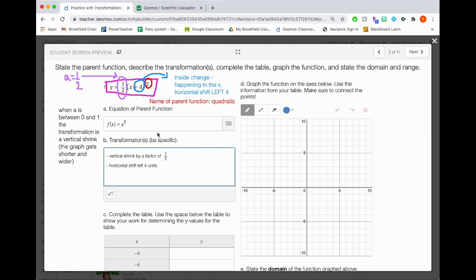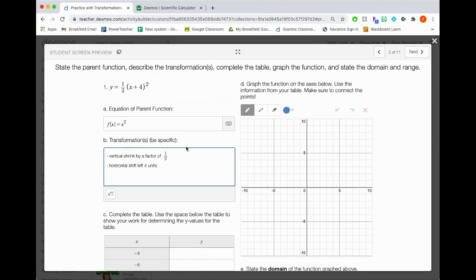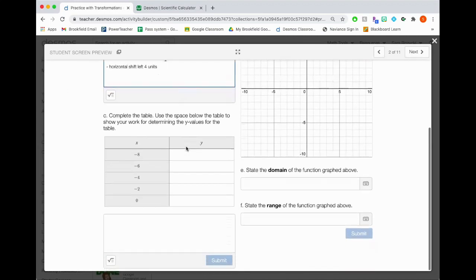So once I've figured out my transformations from my equation, I then want you to use the equation to fill out a table so that you can graph. So what I'm going to do is I'm going to rewrite my equation down here, which was y equals 1/2 parentheses x plus 4 squared. And what I'm going to do to fill out my table is I'm going to take each of these x values and sub them in for x and simplify using PEMDAS.